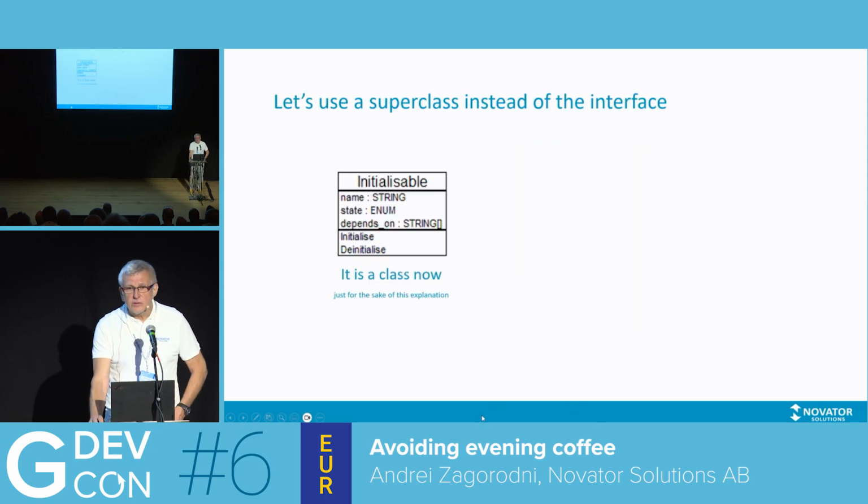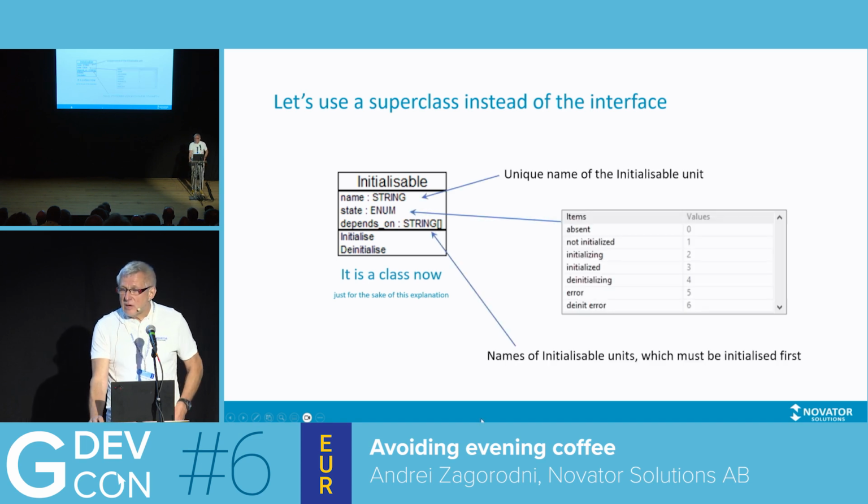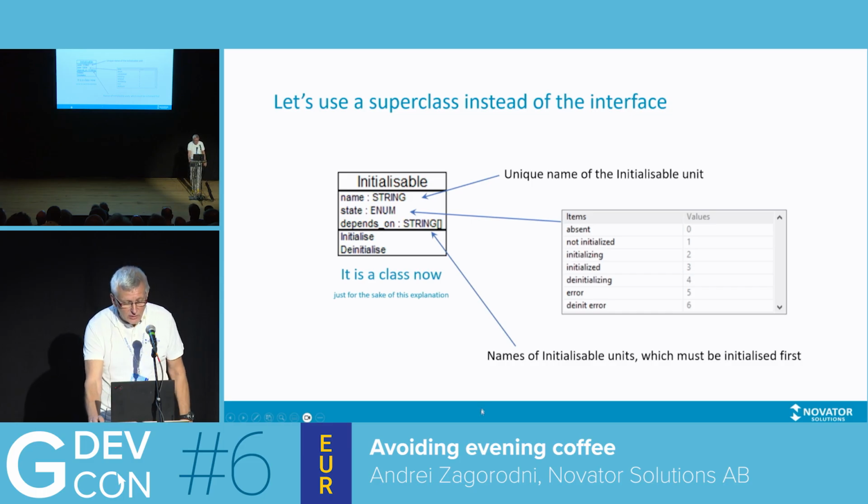Why don't we use a superclass? Just let's say we want to use a superclass instead of an interface. How? We speak about the concept now. We need three attributes here. One is a unique name for the unit. Second is the state of this unit. This is the initialization state. It's not the state of the main state machine of this unit. And we need an array, depends on. This array contains a list of units which must be initialized first, like safety before laser and so on.